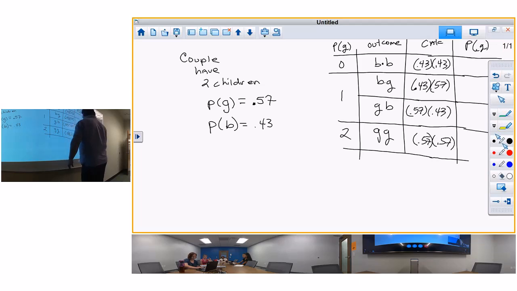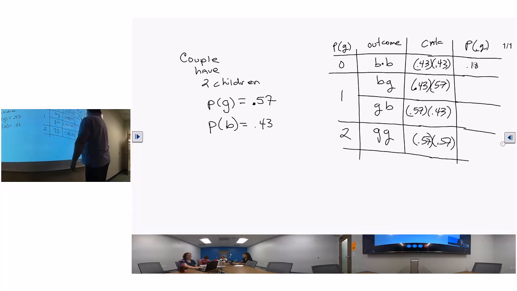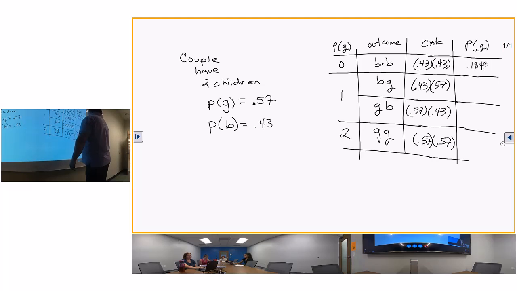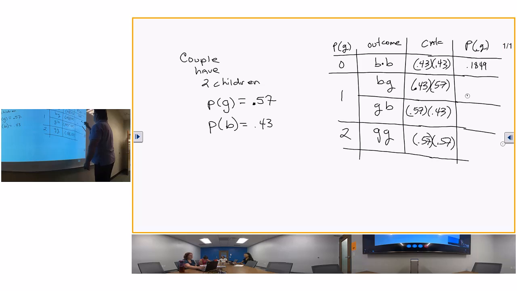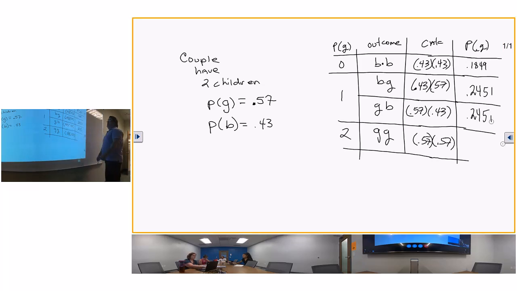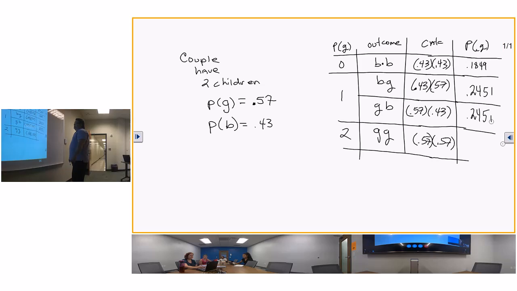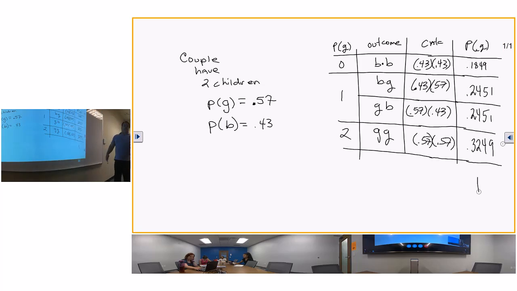So what is 0.43 raised to the second power? 0.1849. Okay, somebody do these two. What is 0.43 times 0.57? 0.2451. And what is 0.57 squared? 0.3249. Now add those up. What should you get? 1. Add them up.